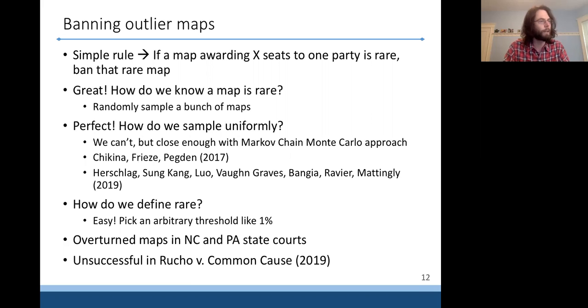There's been a lot of other attempts at measures like efficiency gap and things like that that haven't really worked out. And this is the one that I think has had the most success in being used as an actual measure of whether a map is a gerrymander.